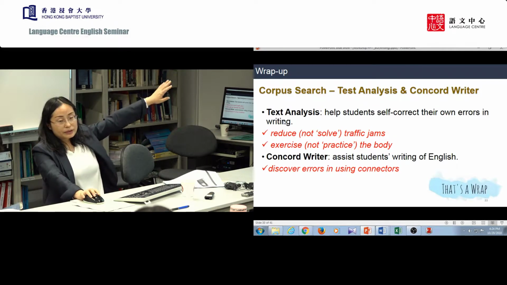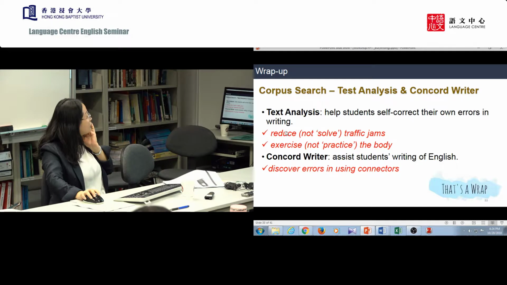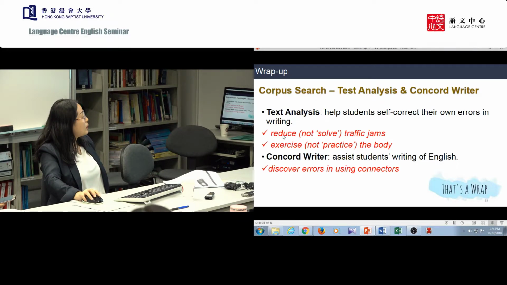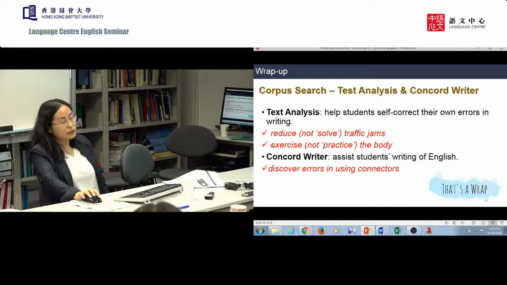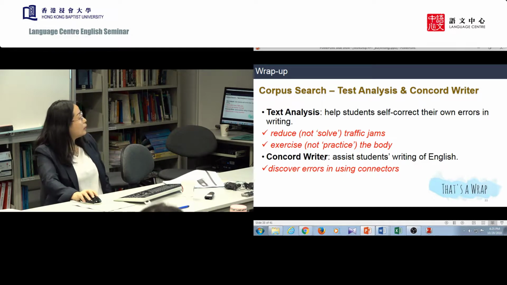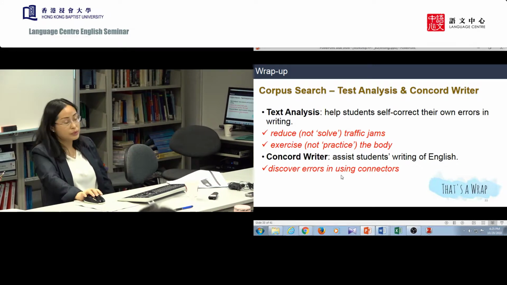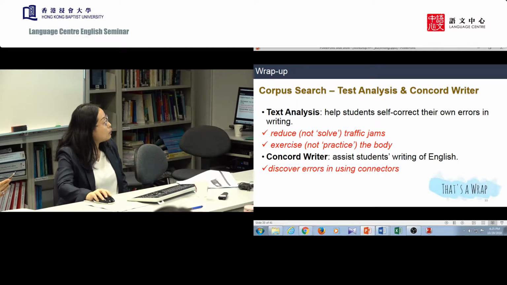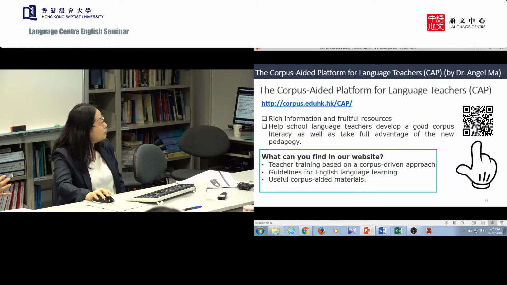So text analysis can help students self-correct their own mistakes in writing. Reduce traffic jams. But this exercise, sorry, I made a mistake. It's not available on text analysis, just the collocation function. And we can also use the concordancer Lex Tutor to help students discover errors using connectors, but with teacher's guidance. So this is what I would like to show you today.